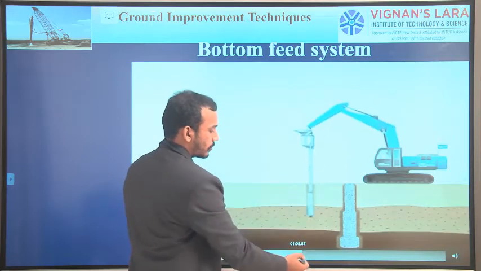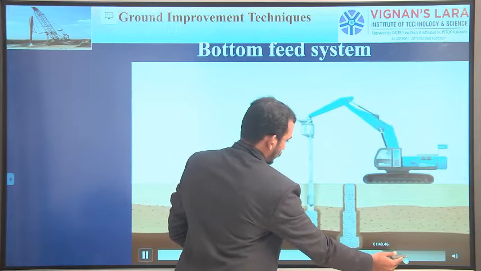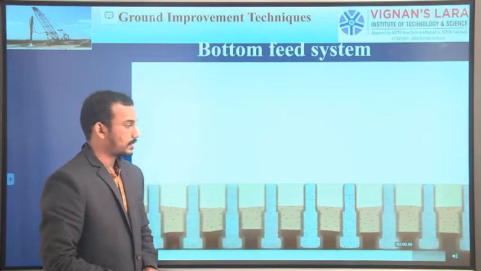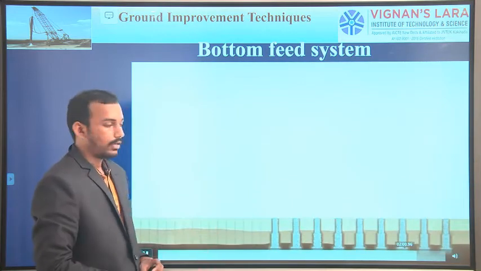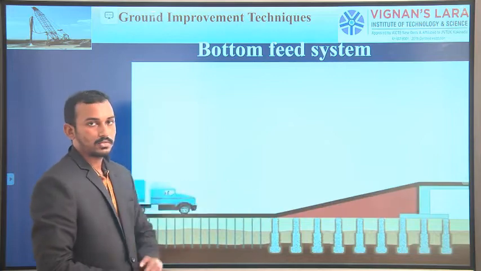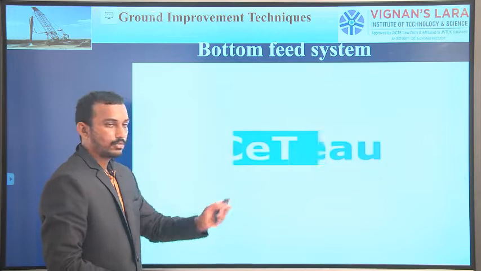See, again move to the other position and lay another stone column. Like this we need to lay a number of stone columns. So once all are completed, we can do the construction work. This is a highway work, so we laid an embankment through which the vehicles need to move.